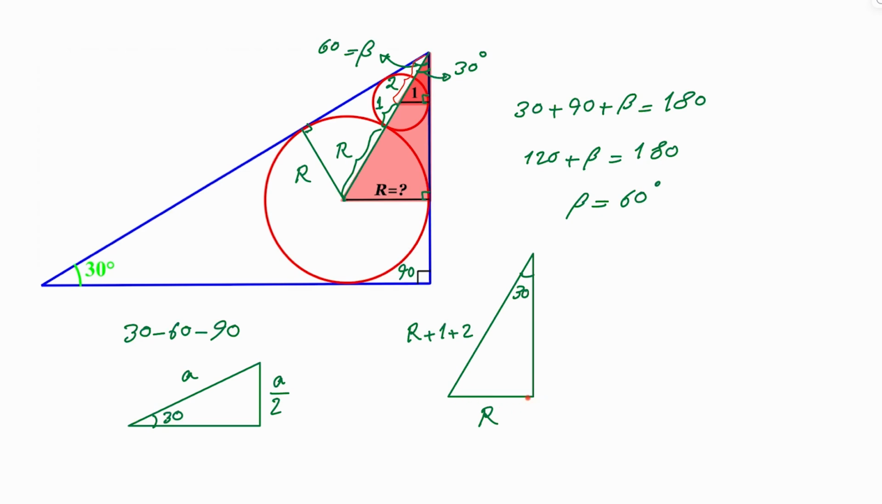So we know that this segment is half of this segment, so we can write r is equal to 1 over 2 times r plus 1 plus 2. So we can simplify it, multiply both sides by 2, we get 2r is equal to r plus 3, and if we subtract r from both sides we'll get r is equal to 3. So the radius of the big circle is 3, and that's the final answer to the problem.